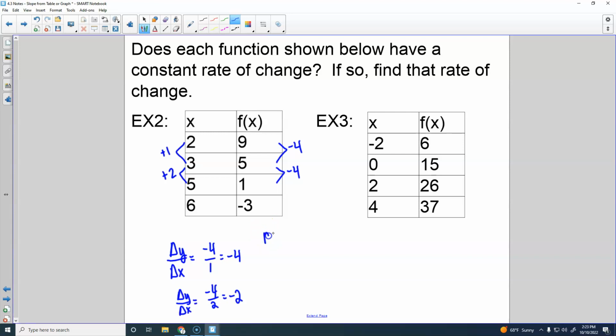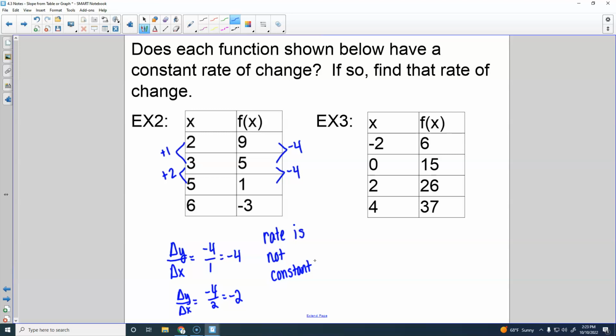So the rate is not constant here. So you can't find the rate of change if you don't have a constant rate of change for these. So if you see one that does not have a constant rate of change, you won't have an answer. The answer will be that it's not constant. All right.